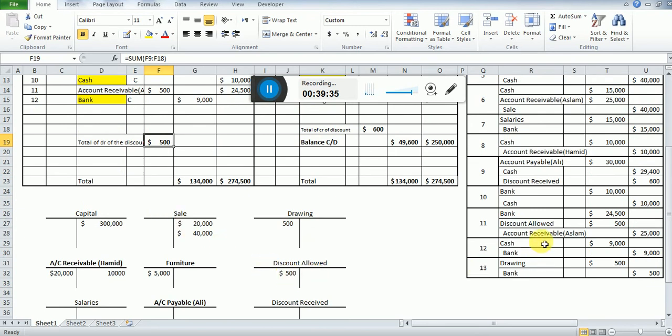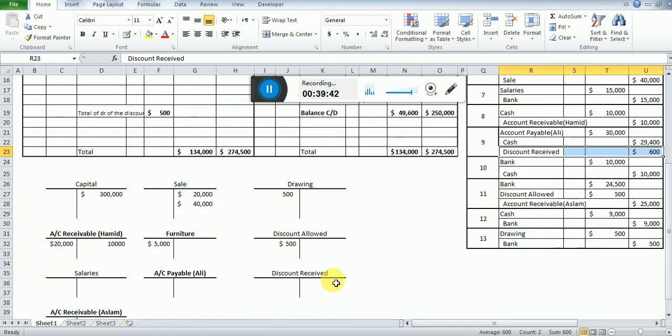And we have the discount received account, and with that only this value. So the discount received account is credited how much? $500.